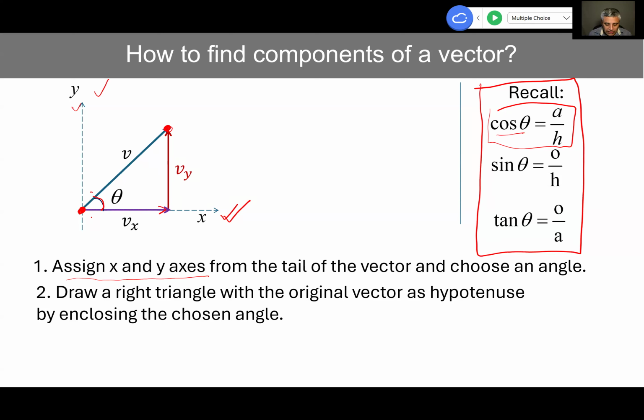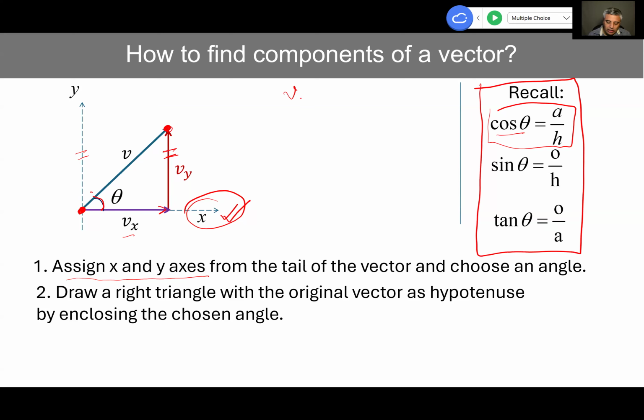The one that's pointing along the horizontal direction, our chosen x-axis, we call the x component. And the one that's pointing along the y-axis, see, the y-axis is vertically up, and this is also vertically up, so that means this is pointing along y. So v_y is the y component of v, and v_x is the x component of v.